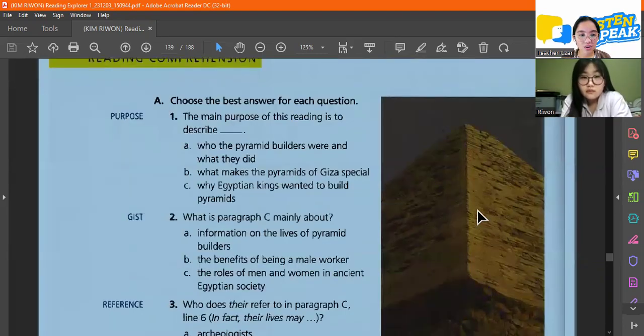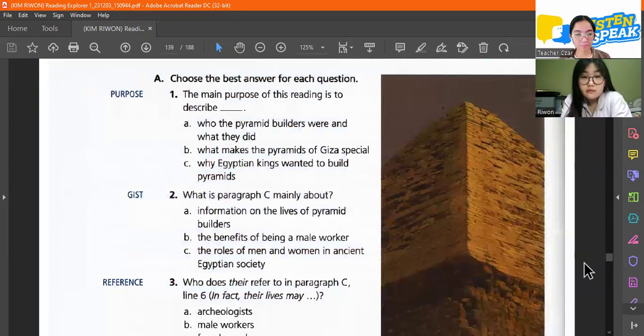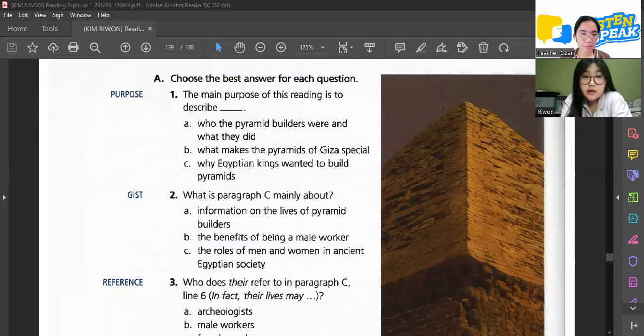Okay, let's start by answering number one. The main purpose of this reading is to describe who the pyramid builders were and what they did. Yes, it is, because we talk mostly about those people, those bones found in the cemetery near the Pyramid of Giza.